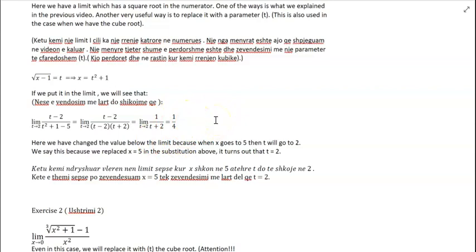Here we have changed the value below the limit, because when x goes to 5, then t will go to 2. We say this because we replaced x in the substitution above and this substitution here, and it turns out that t is equal to 2.